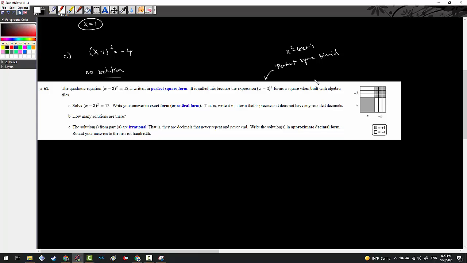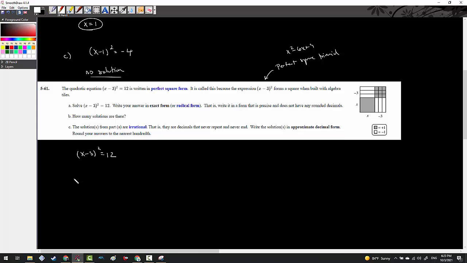And the reason why it's called a perfect square is because when you build this thing with algebra tiles, it actually does make a square. And so, the name definitely has origin. So it says, now solve this idea here. (x - 3)^2 = 12.